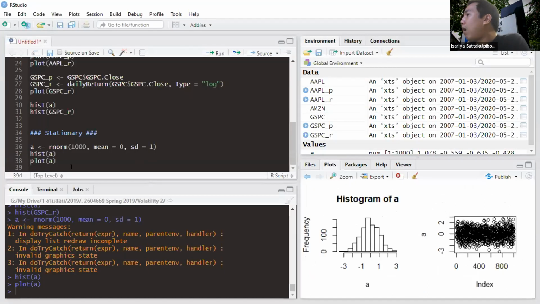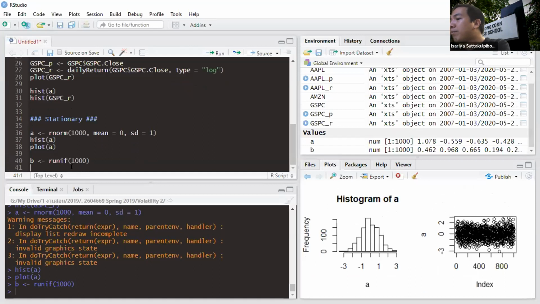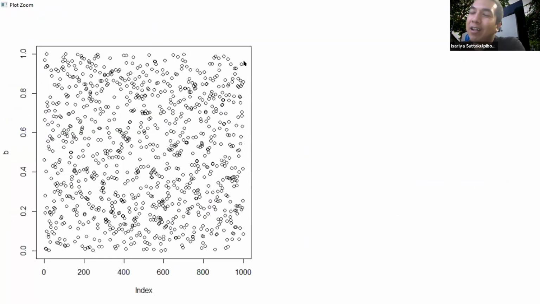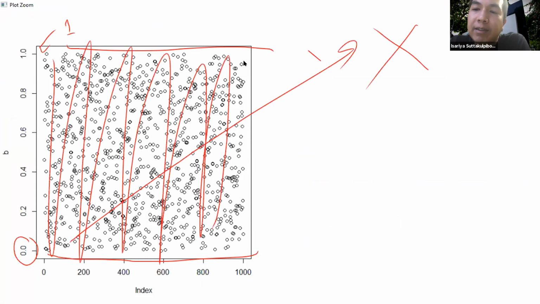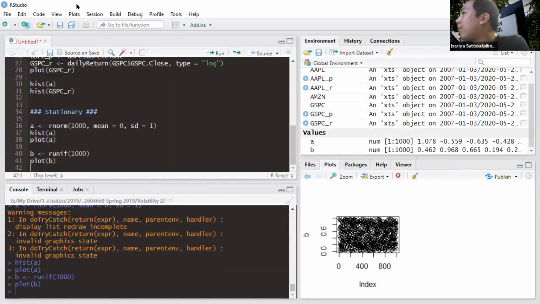You can do B. You can have runif, a uniform distribution, and I want to do 1,000 times as well. There you go. Plot B. Now I do a uniform distribution between 0 and 1, so it's very bounded between 0 and 1, and it doesn't exhibit any trend, obviously. It's bouncing back and forth between 0 and 1. That's a stationary time series, obviously. Now you get the point of that. Let me go back to the slide.